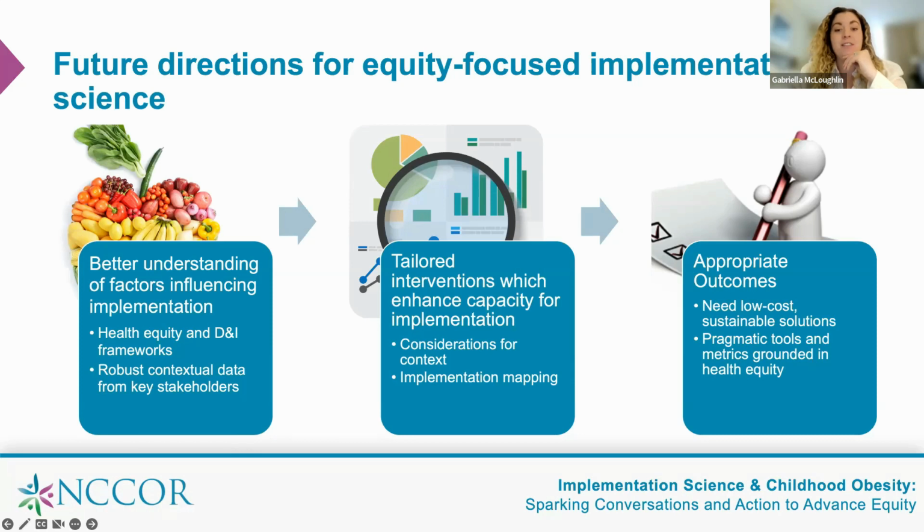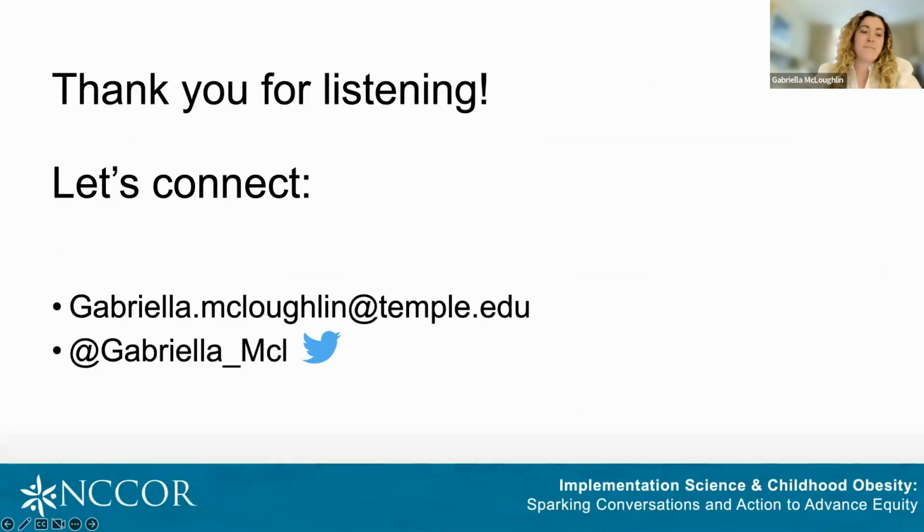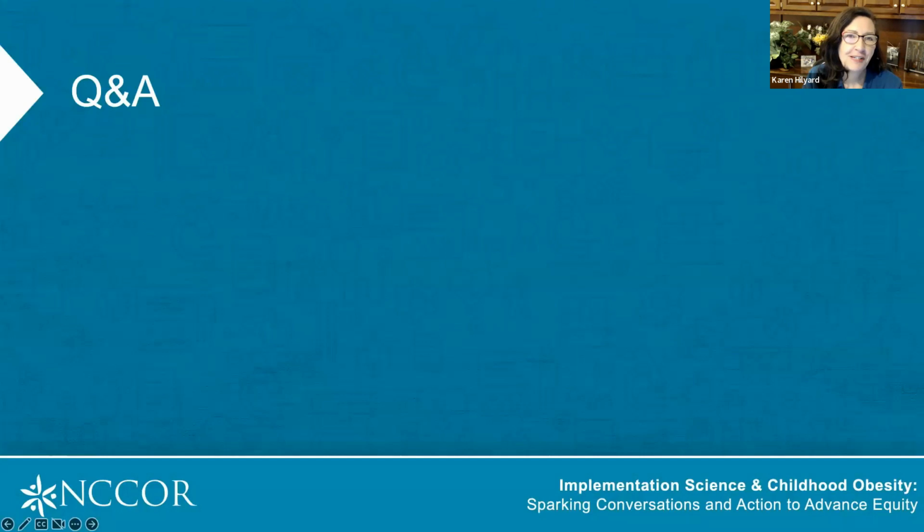We need to have massive considerations of context. Implementation mapping is just one way, but it's a great way we can do that. And then again, we also need to have sustainable solutions and pragmatic tools and metrics. Hopefully the work that I just introduced is going to help us get a little bit closer to that as well. So I'll end my talk there just because of time, but happy to take any questions, and thank you all for listening.